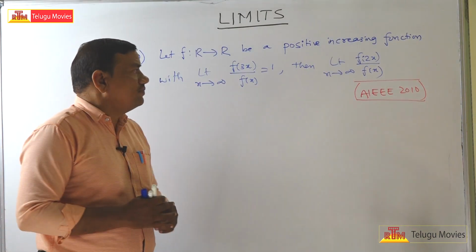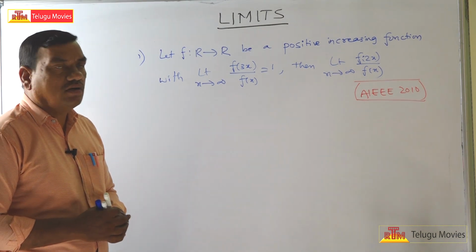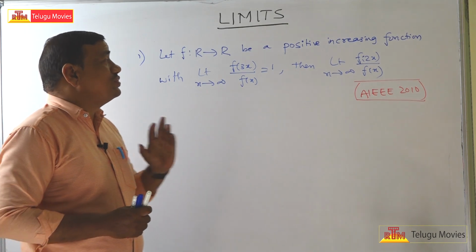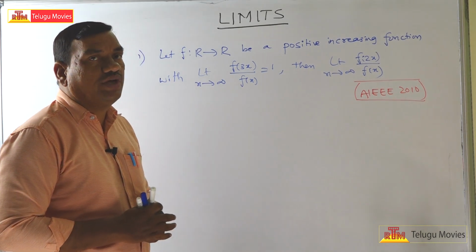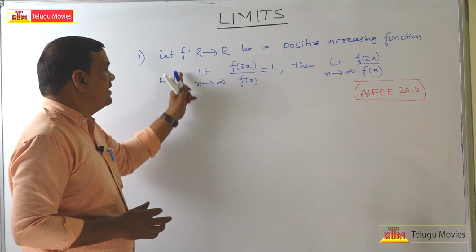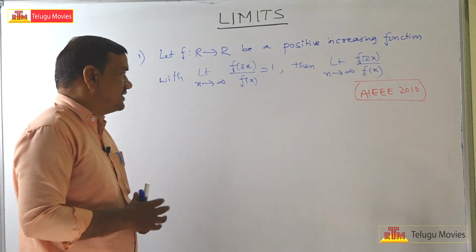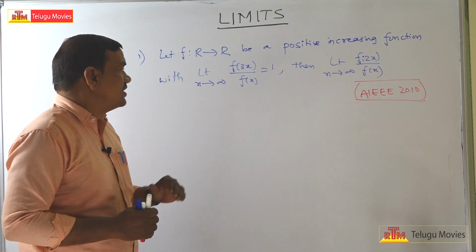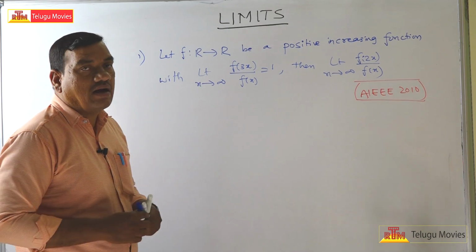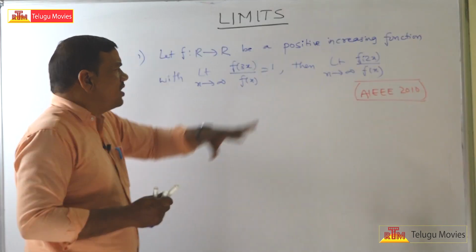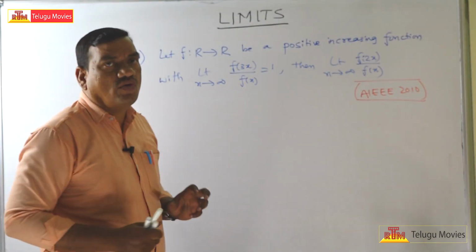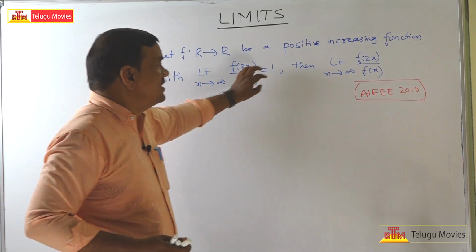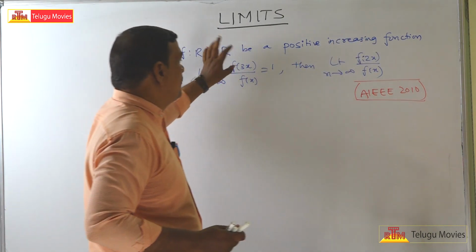Welcome to this problem. It was asked in 2010 AIEEE. Let f be a function from R to R, a positive increasing function, with the limit as x tends to infinity of f of 3x upon f of x equal to 1. Then what is the value of the limit as x tends to infinity of f of 2x upon f of x? On the whole, there are three functions: f of x, f of 2x, and f of 3x.